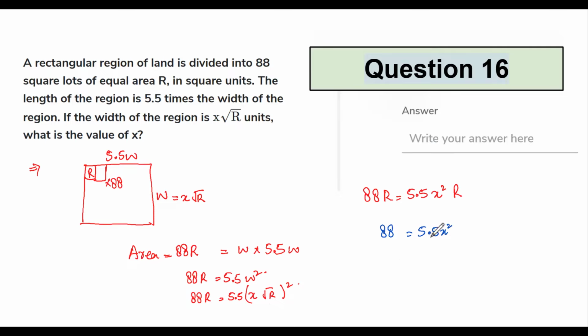That means divide both sides by 5.5. That is x squared, and that way you can get x will be equal to the square root of 88 over 5.5. This will give you 4. So your answer is 4. You plug in 4, that's your answer.